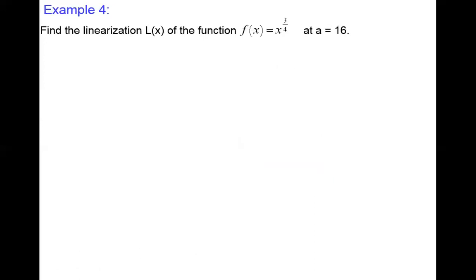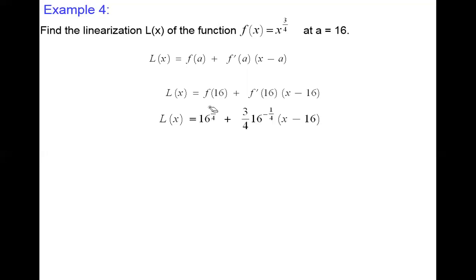Okay, I have another one. Find the linearization L of x of the function x to the power of 3 over 4 at 16. The linearization, which is the tangent line, is f of a plus f prime at a times x minus a. A is 16.